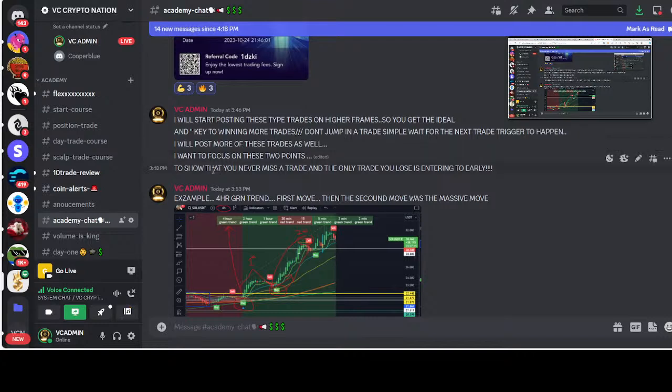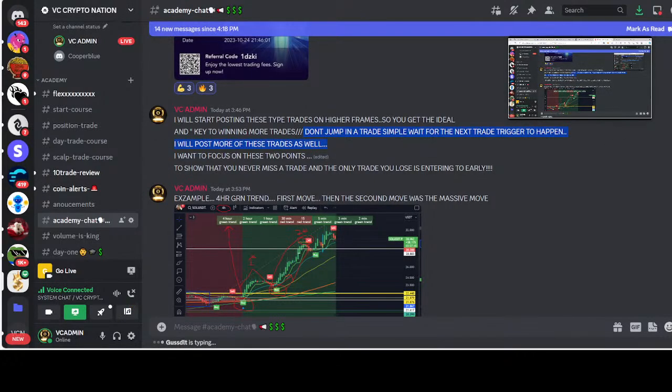So, you know, the key to winning more trades is not jumping in the trade simply; wait for the trigger to happen, right? So this is what I'm saying here. Don't jump in a trade simply, wait for the trigger to happen. Meaning that find the steps of why you're in a trade and the concept of why you're in a trade. And then if you miss the first one, just wait for the next one and get better at getting in the first one, right?